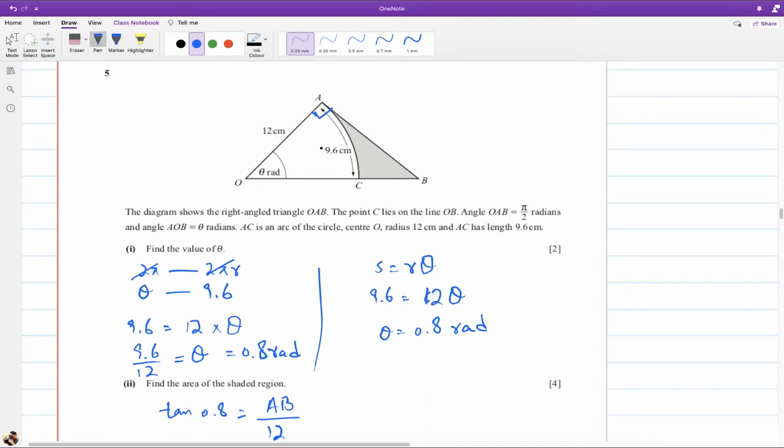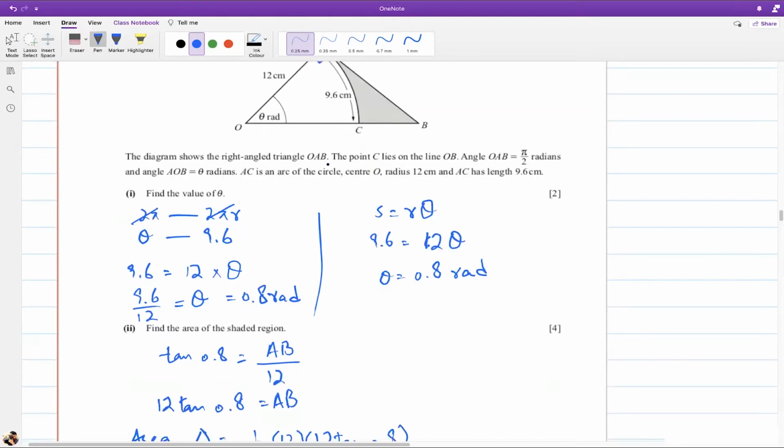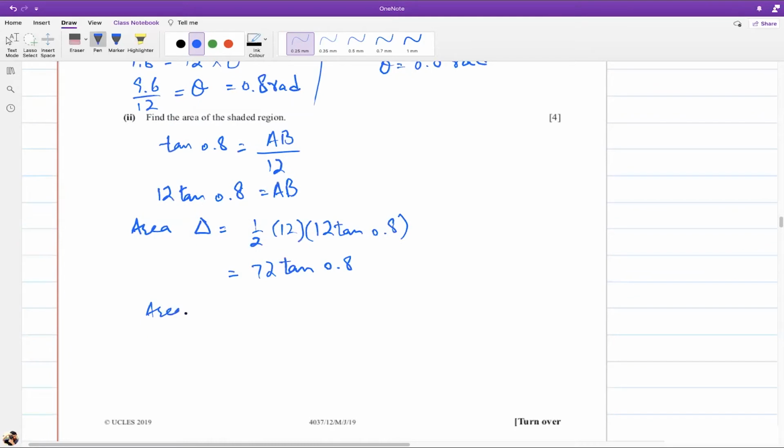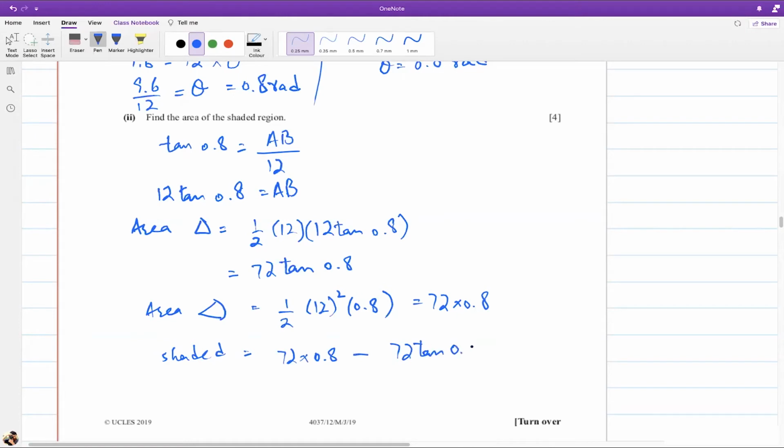Sorry, it's not a semicircle, it's a sector. So I'm going to do that. So the area of the sector is going to be half r squared theta. So that is half times 12 squared into 0.8. So I just do that. That's going to be again 72 times 0.8, whatever that is. Okay. So now shaded area is going to be 72 times 0.8 minus 72 tan 0.8, because that's the area of the triangle, and that's how I get my shaded region.